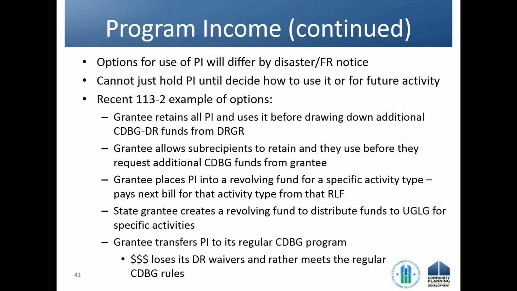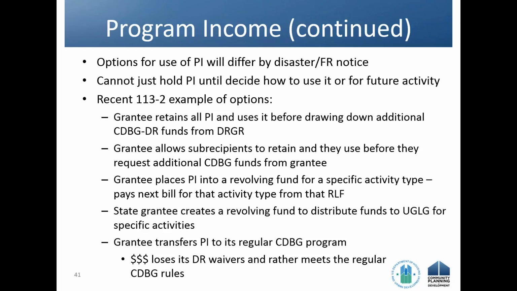You, the grantee, could keep the program income. So it all comes back into you. Everybody pays all the program income back to you, all your subrecipients. And then you have to spend that program income before you draw down any new money out of your DR-GR account. So the program income is coming back in, it's sitting in your bank account at the grantee. You draw down that bank account before you're allowed to go back and start drawing out of your DR-GR account. Any money on hand, the program income gets spent first, DR-GR.